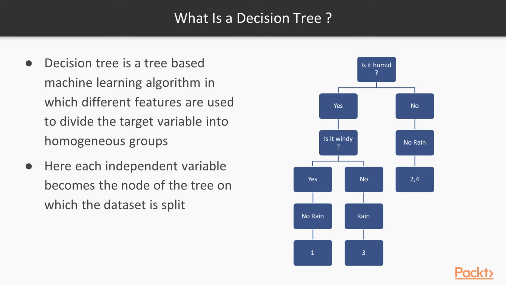Now we have three very separate homogeneous groups. First being not raining, second being raining, and third again being not raining. So this way, we took all the heuristics that were present in the data and formulated that in the form of a tree which can now classify a day to be a rainy day or not. So this is how we construct the decision tree.